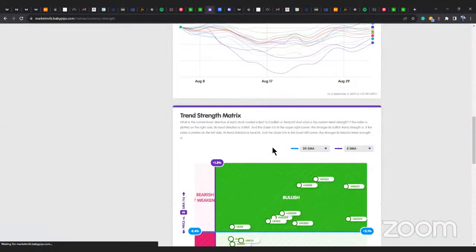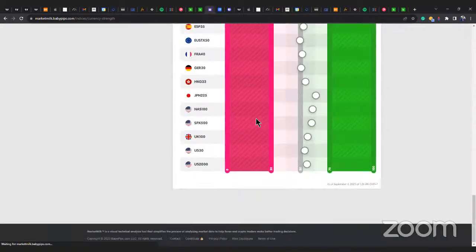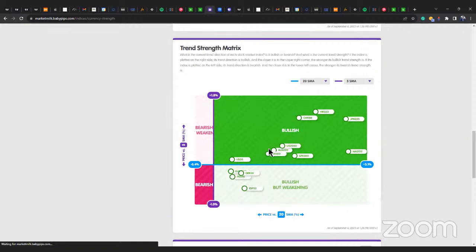If I come down here, it's showing me that US 2000 is on a bullish trend, right? Trend strength. What is the current trend direction of each stock market index? If the index is plotted on the left side, its trend direction is bearish. And the closer it is to the lower left, the stronger its bearish trend. Look, it's using the 20 simple moving average.